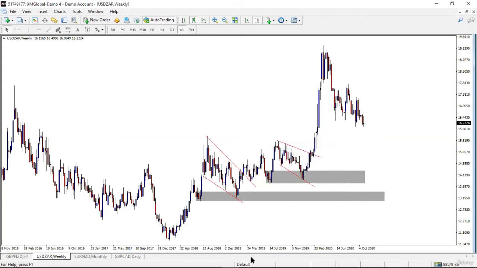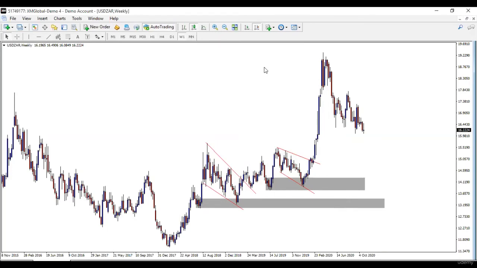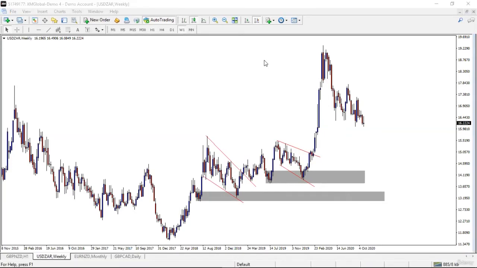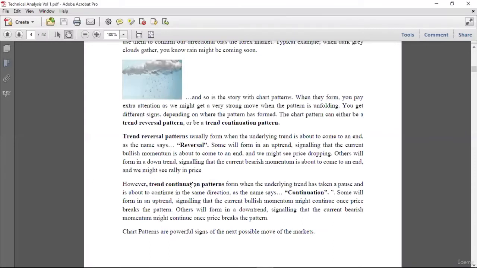So that is the introduction in our book. It's also going to be looking at your reversal patterns and also looking at things like supports, resistance, your trend lines, your breakouts, and so on. Chart patterns.